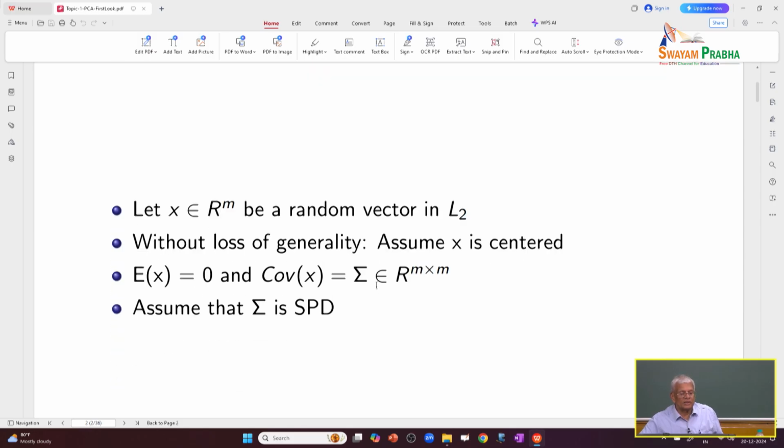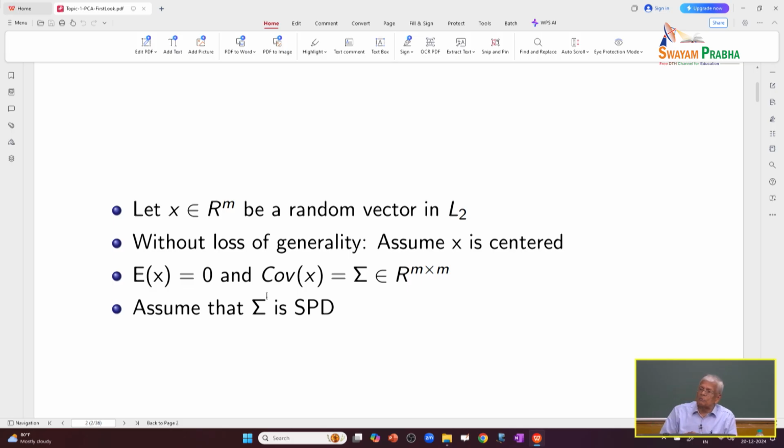So that's called the basic setup. It has to be a random vector of size m. I say this random vector is in L2. L2 is a very technical term. A function is said to be in L2 if the integral of its square is finite. So 2 represents a square. L2 means the total energy in the function is finite.